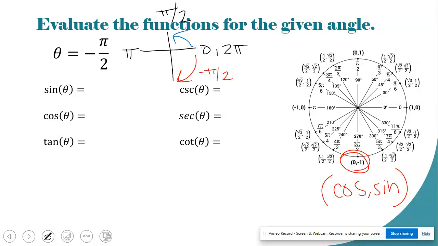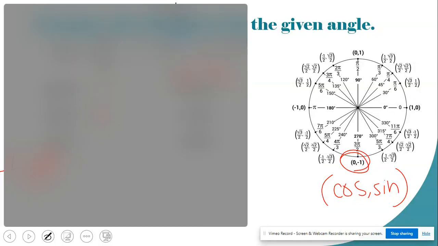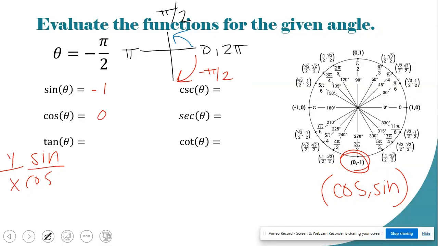So sine is going to be the y coordinate, negative 1. Cosine is going to be 0. Tangent is sine over cosine, or y over x, whatever works best for you. Oh my goodness. Right? So sine was negative 1 over cosine 0. And this is a big no-no. This is undefined. You can never, ever in a million years divide by 0. So don't even think about starting now.